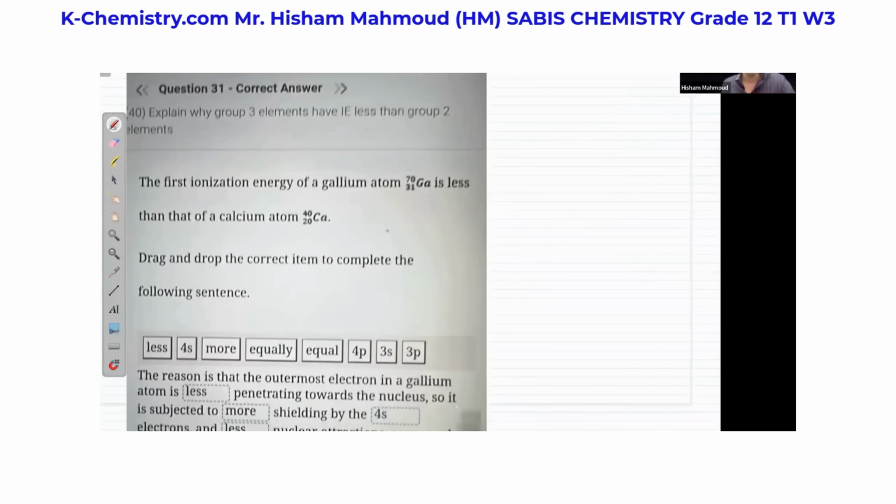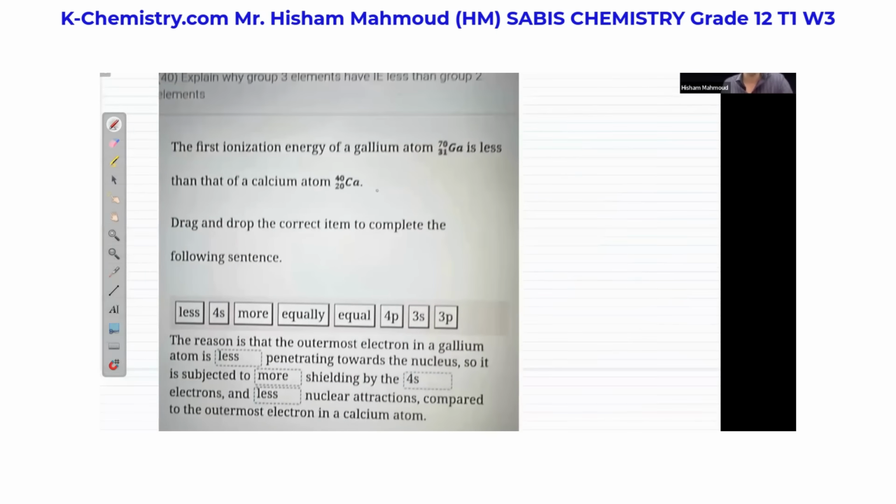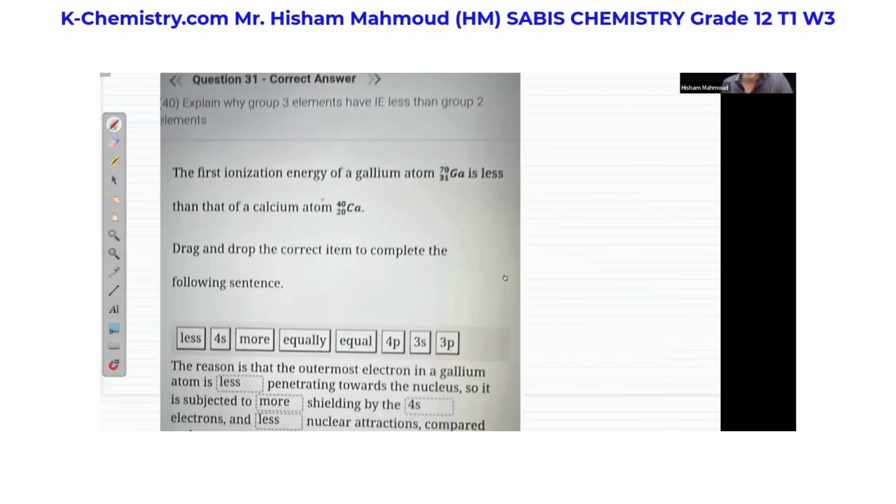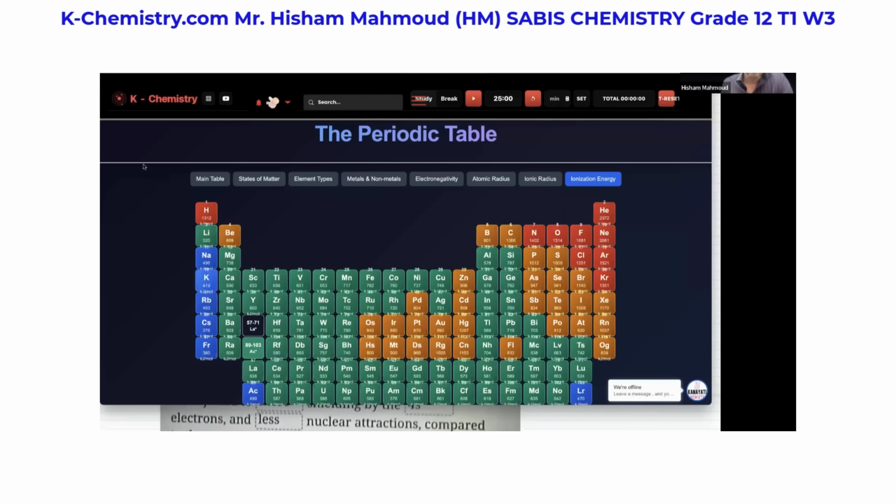Number 31: the first ionization energy of gallium is less than that of calcium. Let's see the trend, gallium and calcium. The ionization energy of gallium here is 579, less than that of calcium. Why is that? You forgot the trend. We said that there is an exception between groups 2 and 3. That's why it is less. Not only beryllium and boron, magnesium and aluminum, calcium and gallium. Always the third is less than the second.